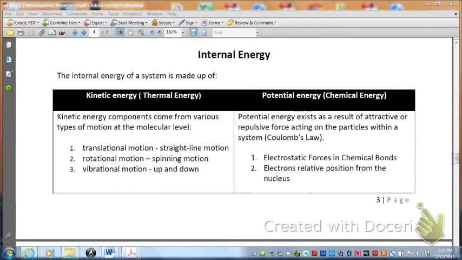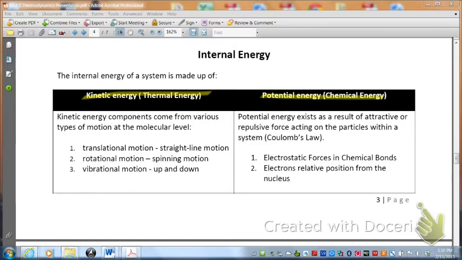What we can do is break down internal energy into two component parts. That is kinetic energy, which is also known as thermal energy, and potential energy, which is also known as chemical energy. It's important to note that a lot of times, instead of saying kinetic energy, thermal energy is used, but it is the same thing. Also, for potential energy, we often use the word chemical energy, and those two mean the same thing.